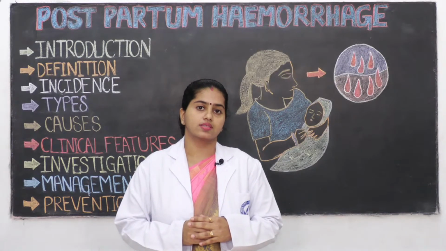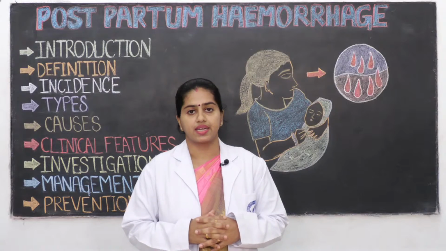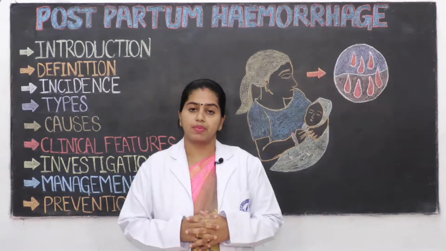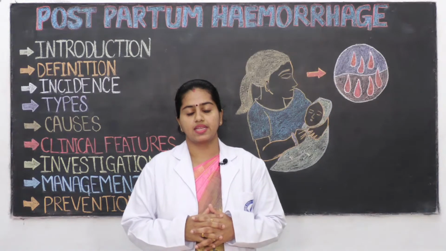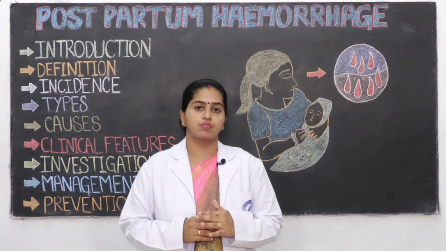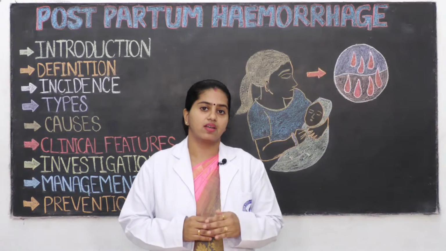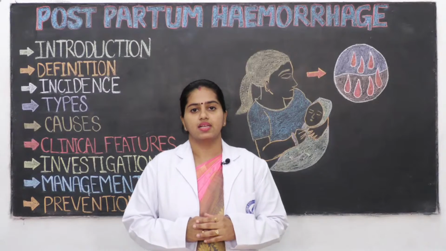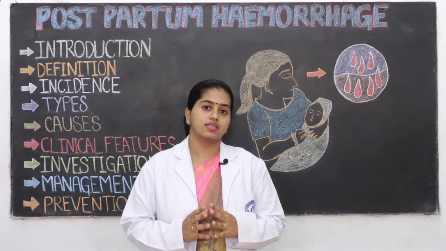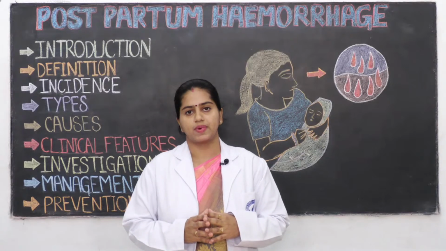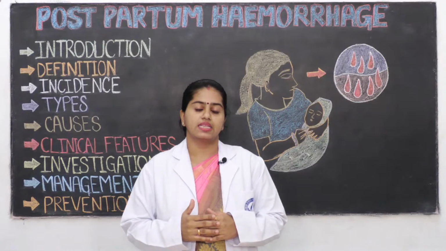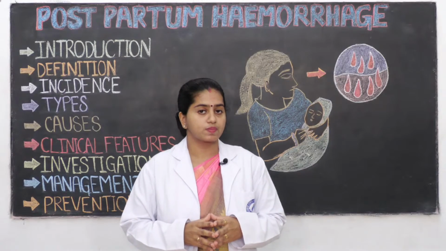According to the blood loss, postpartum hemorrhage can be divided into three types. That is minor postpartum hemorrhage: when the blood loss is less than 1000 ml. Then major postpartum hemorrhage: when the blood loss is more than 1000 ml. Another type is severe postpartum hemorrhage: when the blood loss is more than 2000 ml.